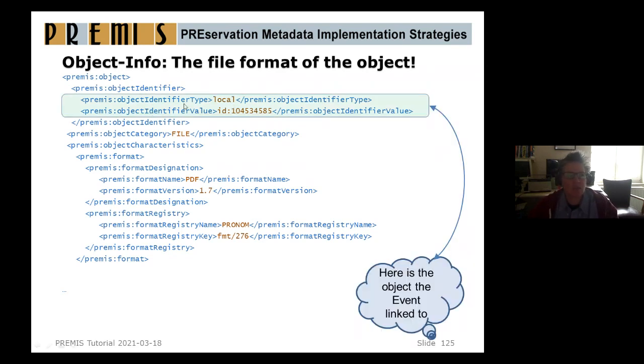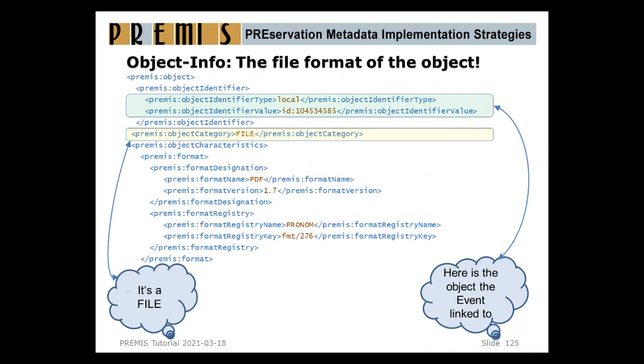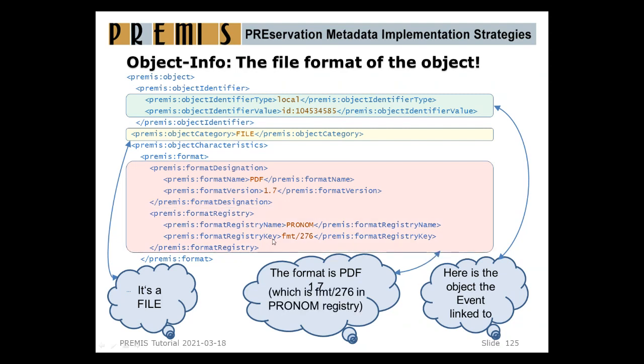So here we're in the object that the event linked to. Our suspicion is of course right, it was a file. So this kind of breaks down what object category, what level we're describing here, whether it's the file, the bitstream, the representation, or the intellectual entity. And we know that the file format is PDF 1.7. We know that the PRONOM PUID, FMT 276, if we go to the PRONOM website and look it up, actually resolves to PDF 1.7.